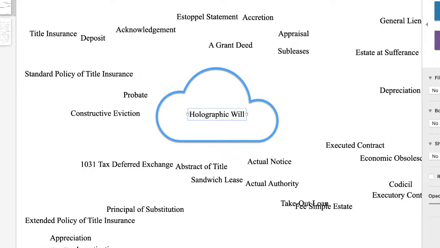A holographic will is a handwritten will. Good. It's a handwritten will. Excellent. Nice job, folks.